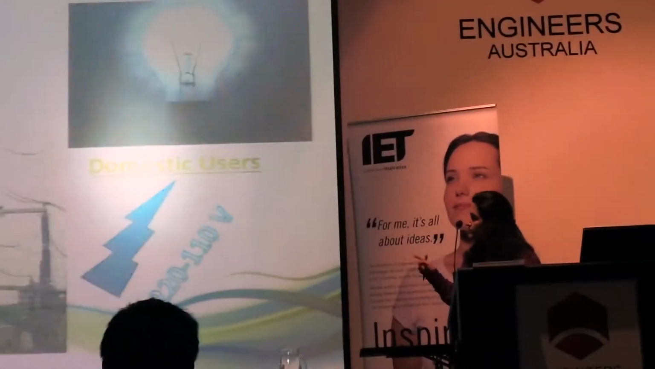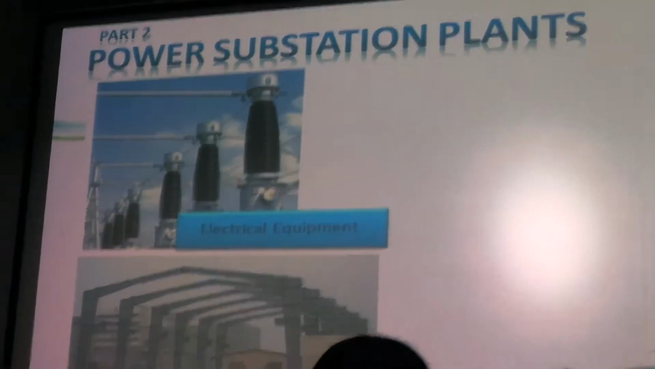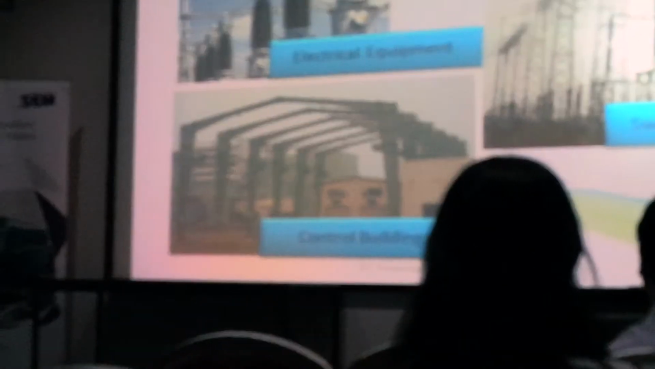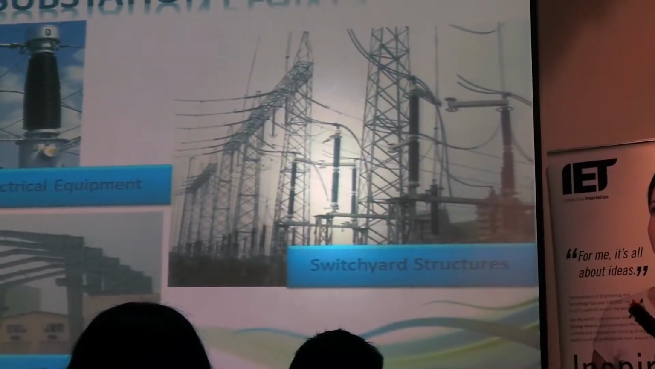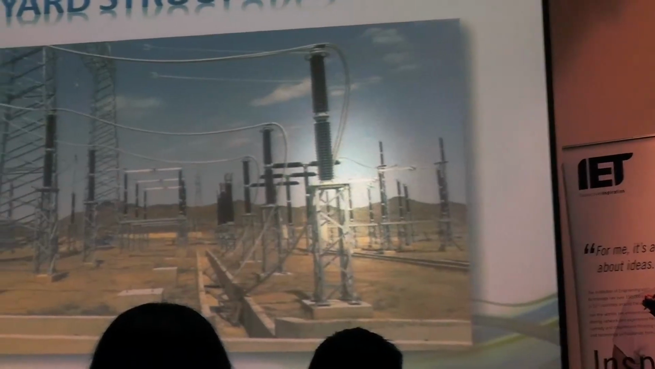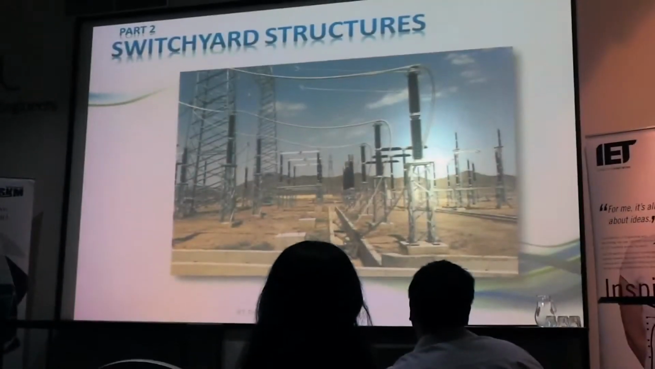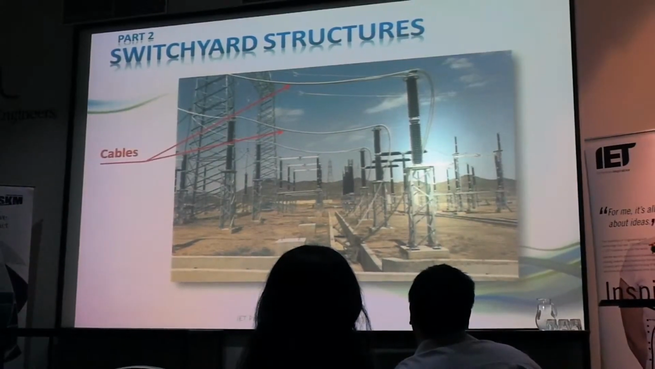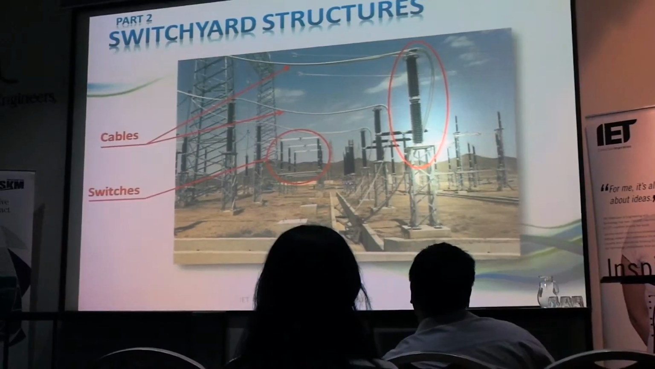Power substation plants consist of electrical equipment, control buildings, and switchyard support structures. The switchyard support structures that I'm going to talk about are used to support electrical equipment such as cables, switches, and other equipment like insulators.